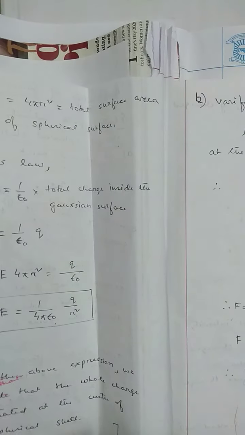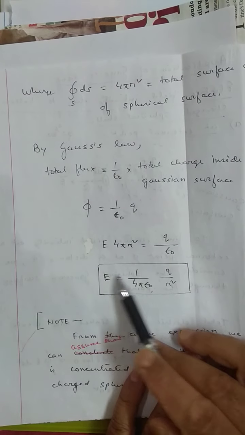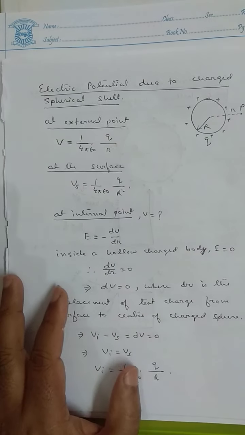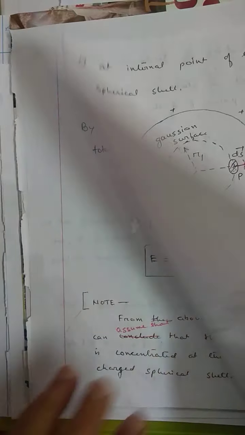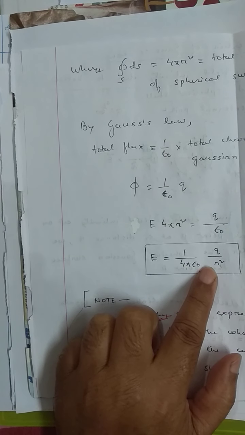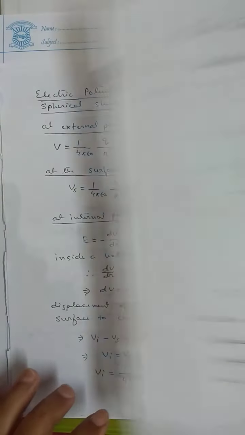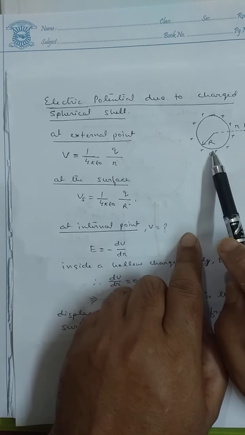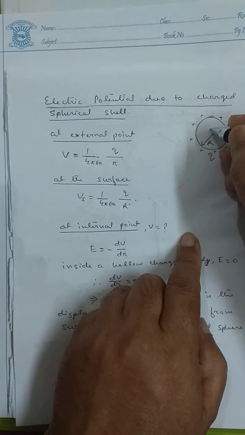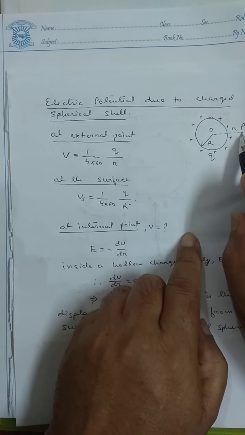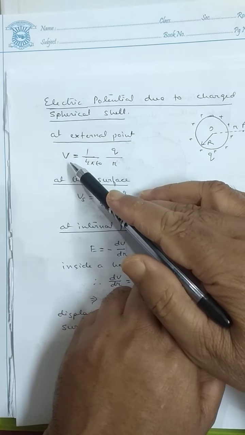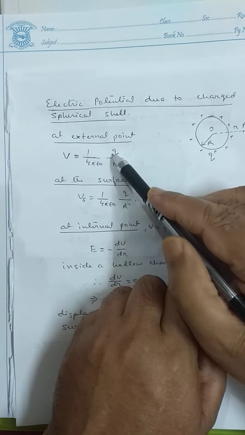In that case, we get the expression E is equal to 1 by 4 pi epsilon 0 Q by R squared, isn't it? We are getting that expression already. From that expression, we can assume that the entire charge is supposed to be concentrated at the center. So if we apply that concept, this charge is concentrated at the center of the charged body, and the observing point is at a distance r. What is the potential at that point? 1 by 4 pi epsilon 0 Q by r.